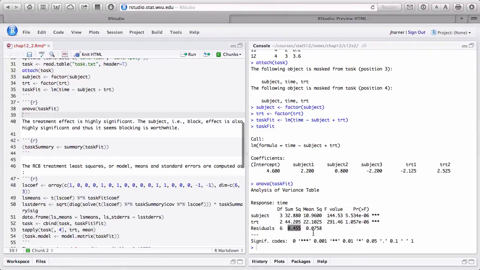So I don't know exactly. I think later on in the notes I maybe do it that way. So at any rate, it was worthwhile to block.